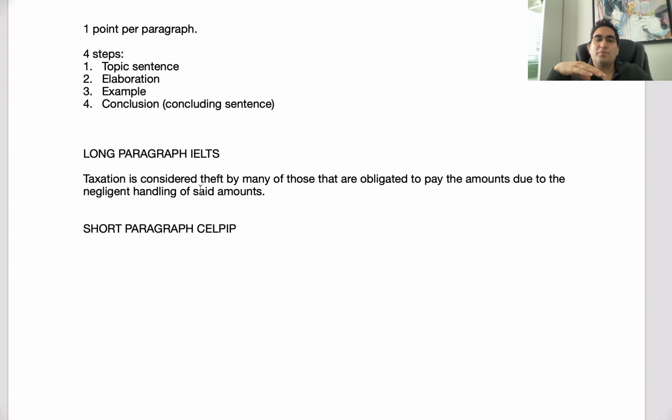Taxation is considered theft by many of those that are obligated to pay the amounts due to the negligent handling of said amounts. Of course, it could be a simpler sentence.